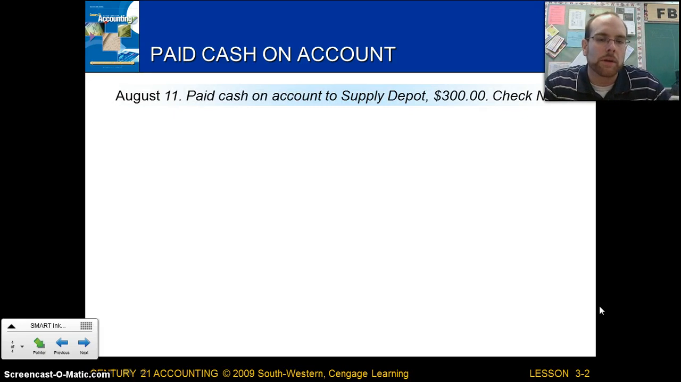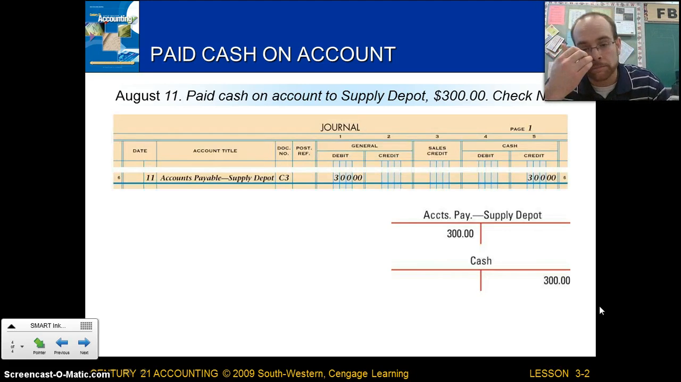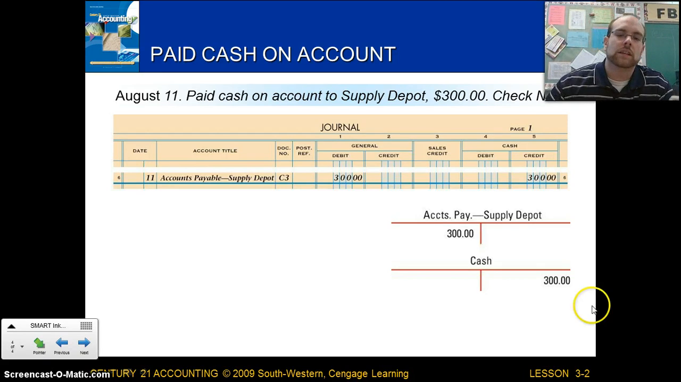On August 11th, we paid cash on account to Supply Depot for $300, check number 3. So the way we want to record this one, and notice how in this one we are paying cash, so we owed Supply Depot, and now we don't owe them as much anymore. Our two T accounts are as follows. We have accounts payable to Supply Depot, $300 on the left side, that's our debit, and cash has a $300 credit because that's going down.